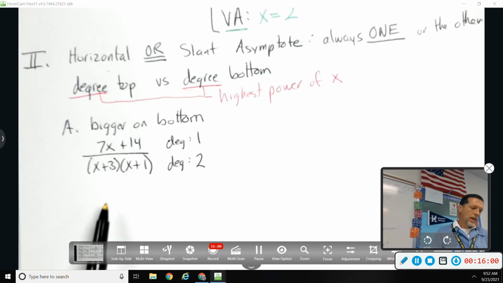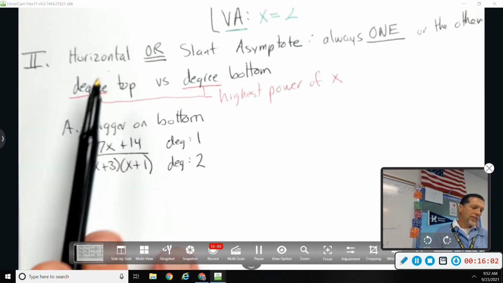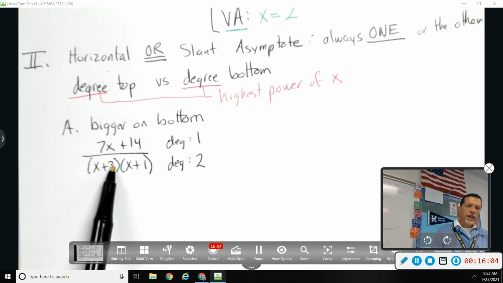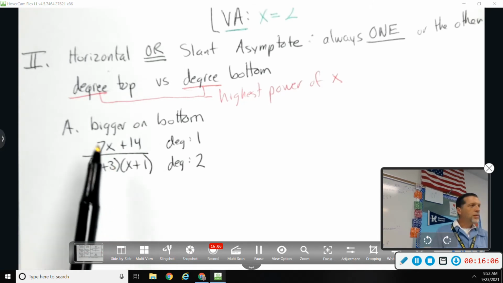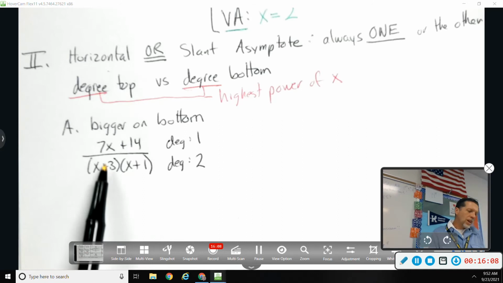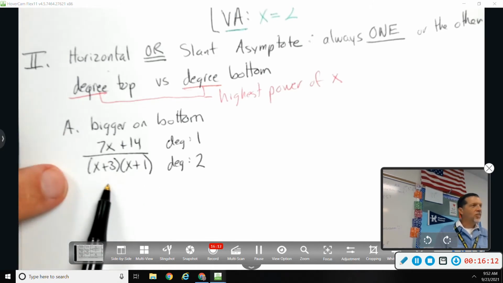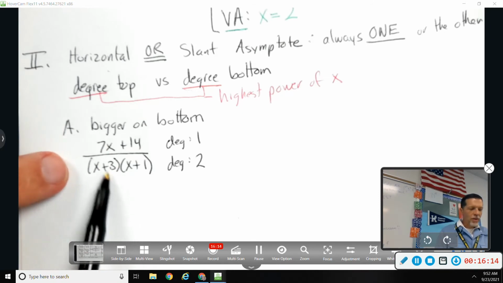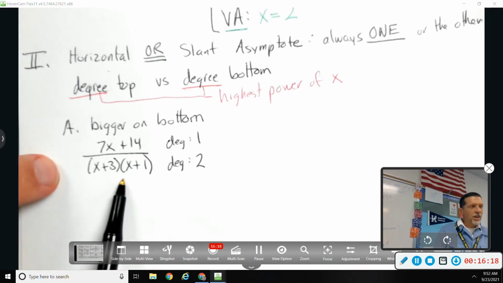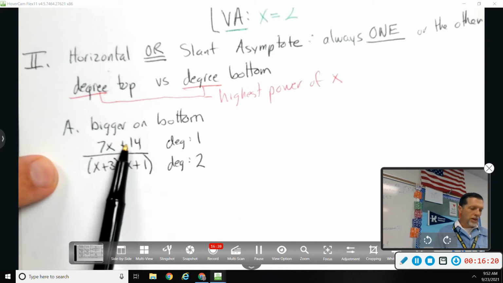And so what we're looking at is when x gets really big, we've got an x squared in the bottom and an x in the top. So they're both getting big, but which one's getting bigger faster? This is a calculus kind of thing. The bottom, because it's x squared. So if the bottom's getting bigger, then you've got a big number divided by a really big number.